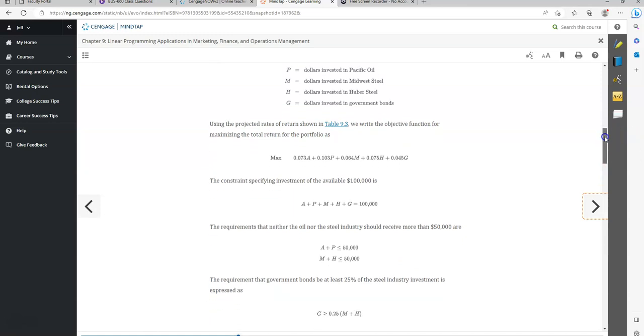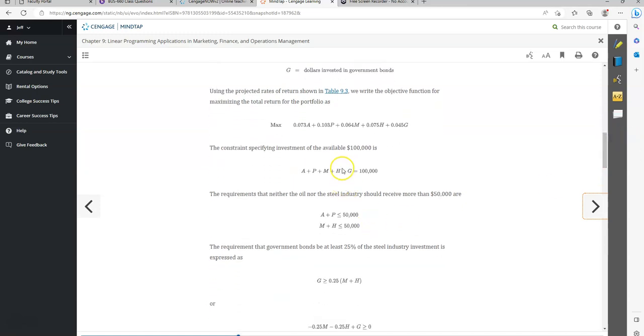Then we have actually 3 constraints, 1, 2, 3. The fourth one says the requirement that government bonds be at least 25% of the steel industry investment is expressed as follows. G is the amount of the investment in government bonds, and it must be at least 25%, which as a decimal is 0.25, of the total amount invested in steel, which is M plus H.